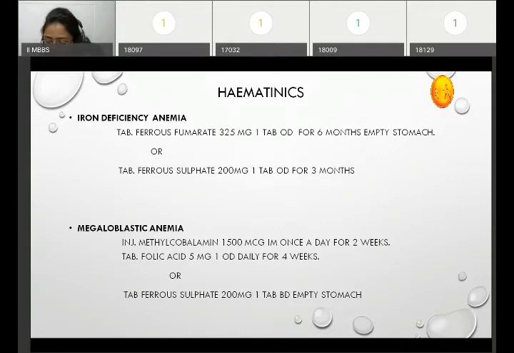So iron, basically how is it absorbed? Iron is basically absorbed in the ferrous salt form only. It is not absorbed in the ferric form. Okay, just 1 minute.